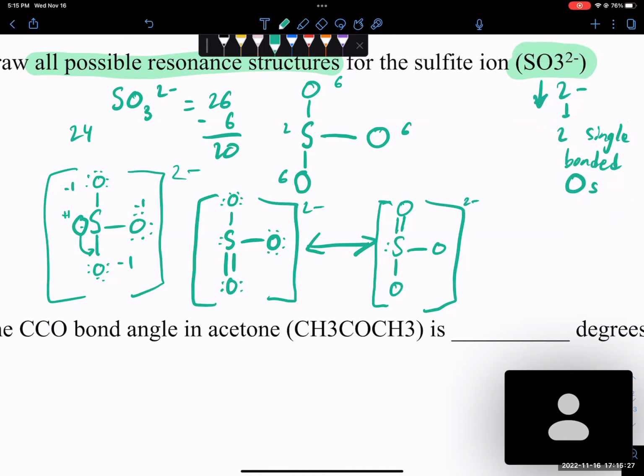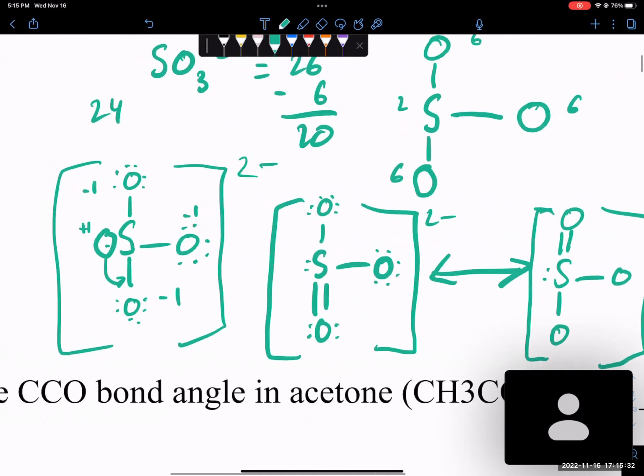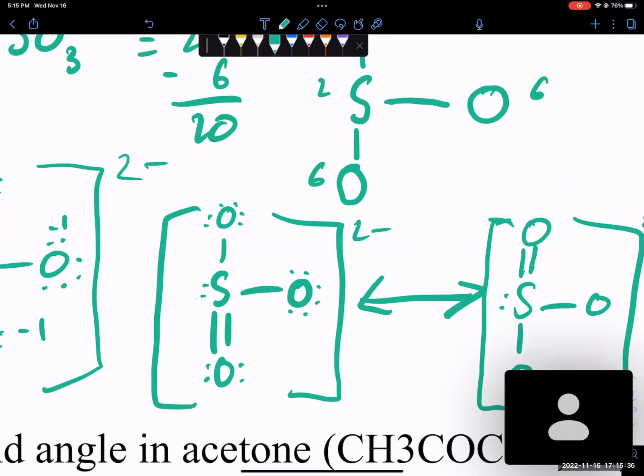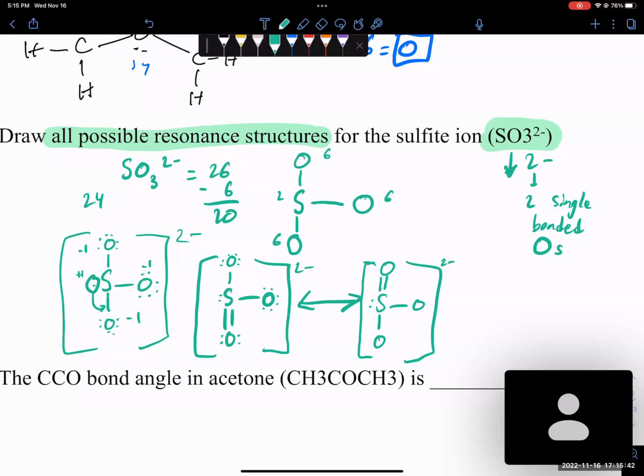So why does the sulfur still have a lone pair on it if it's part of a double bond with oxygen instead? Wait, let's count up the total number of electrons. 2, 4, 6, 8, 10, 12, 14, 16, 18, 20, 22. If it's SO3, 2 minus.